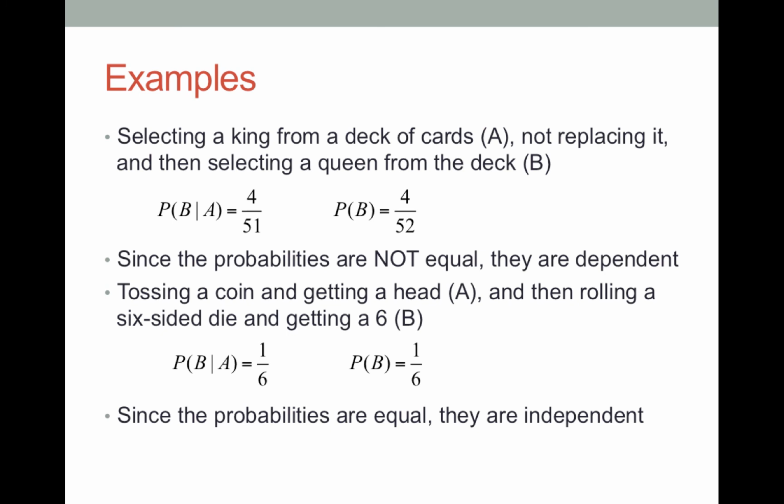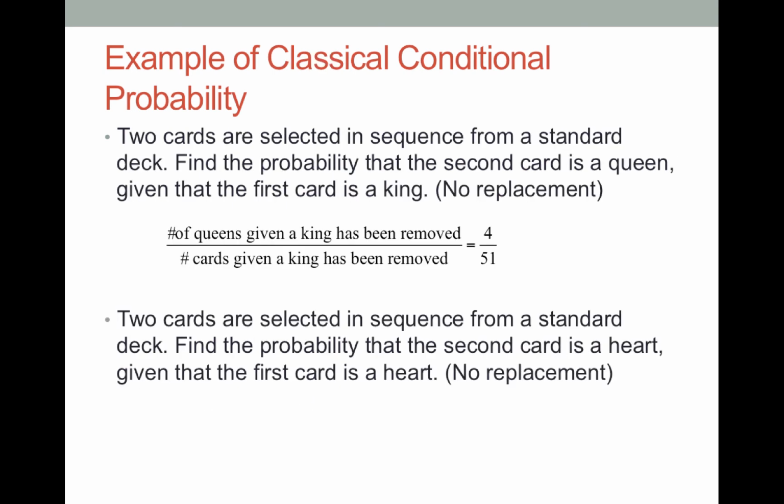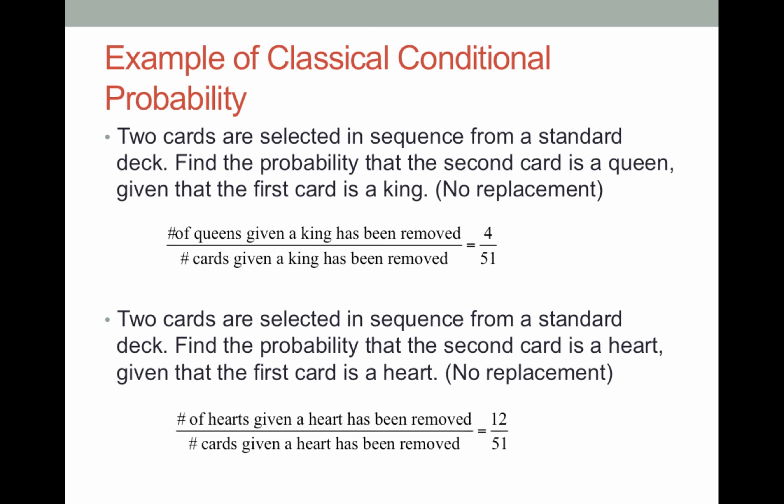All right, so selecting a king from a deck of cards, not replacing it, and then selecting a queen from the deck. So the probability of selecting a queen, given that you have a king in your hand, we know this, we just calculated it all the way back here. So we know that that is 4 over 51. The conditional probability is 4 over 51.